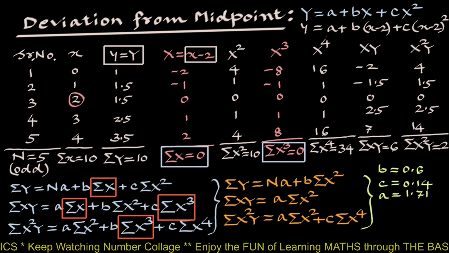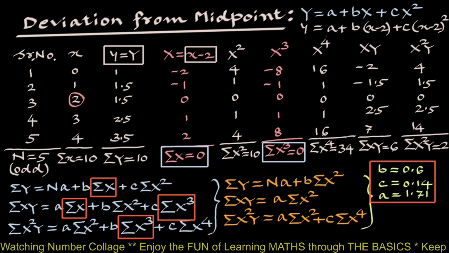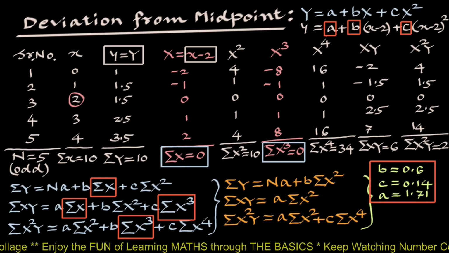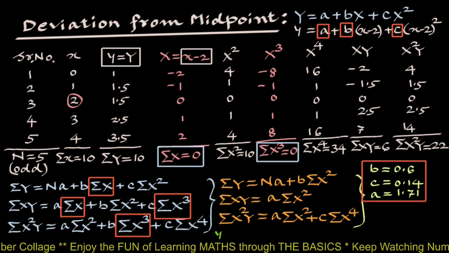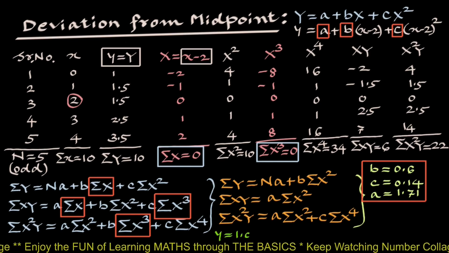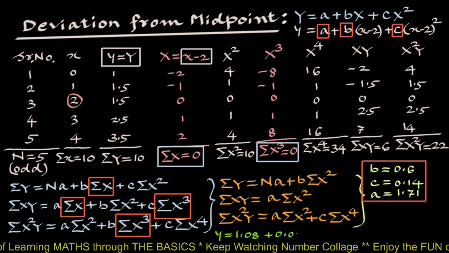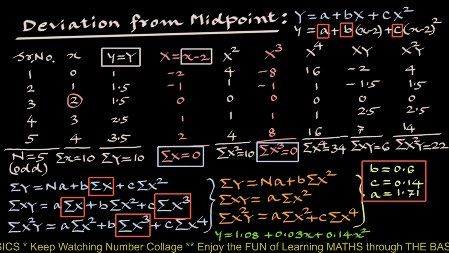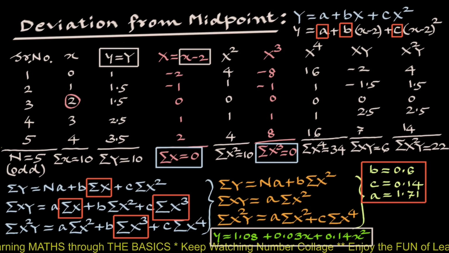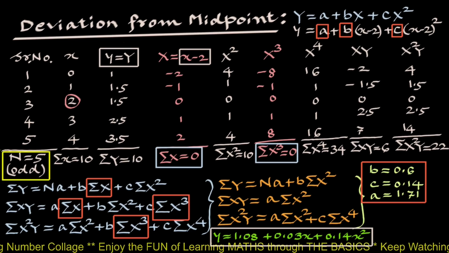Putting the values of a, b and c and simplifying, we get the equation of the parabola of best fit: y equals 1.08 plus 0.03x plus 0.14x square.